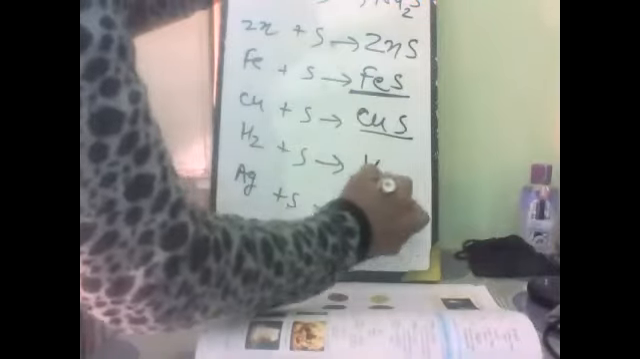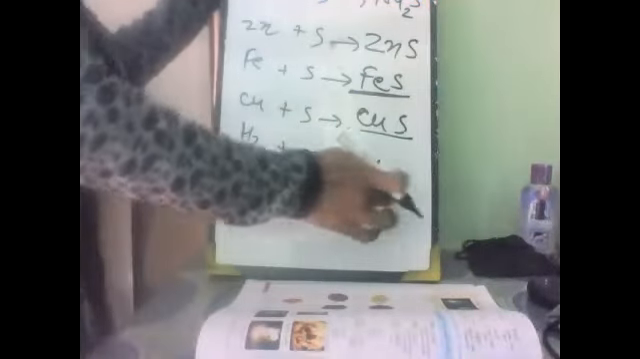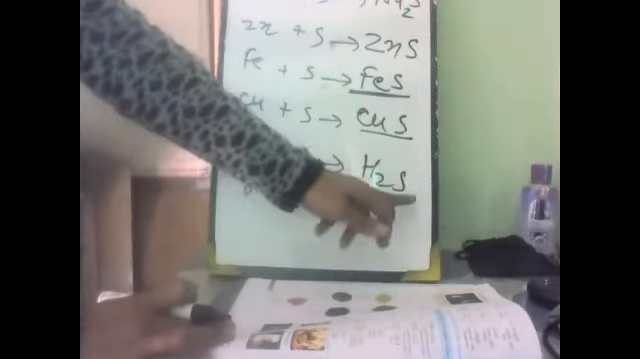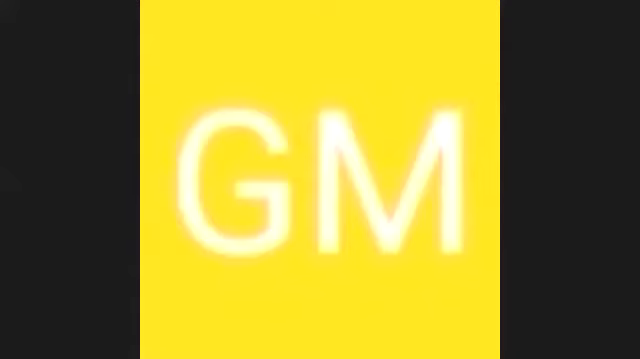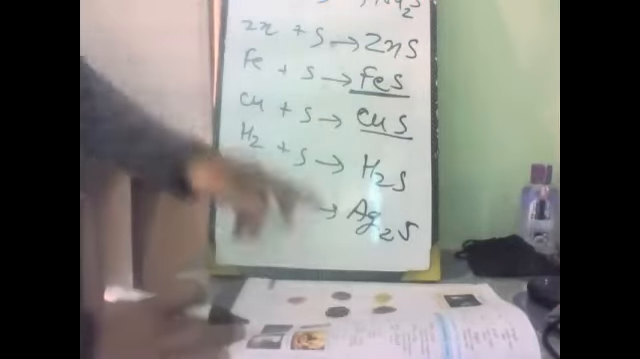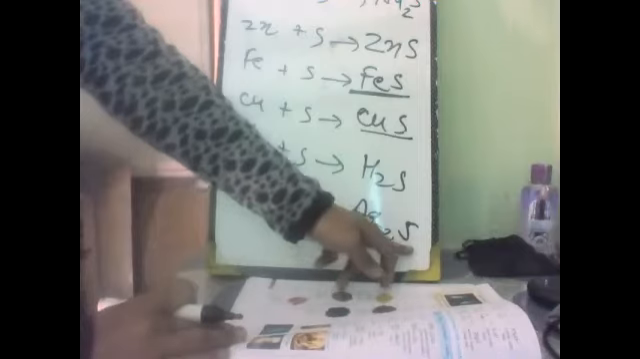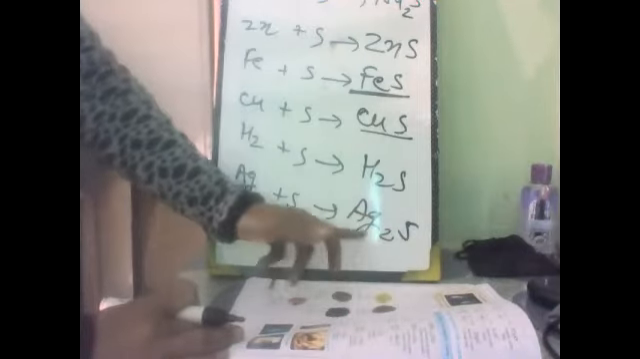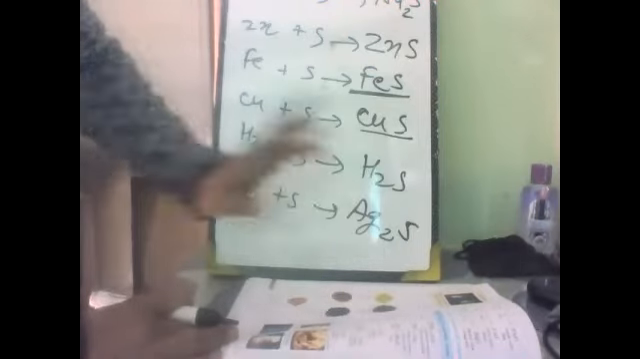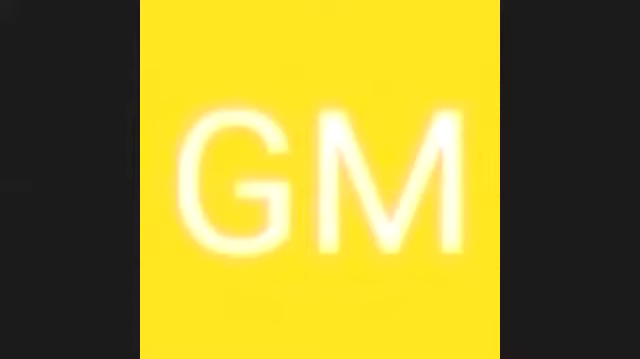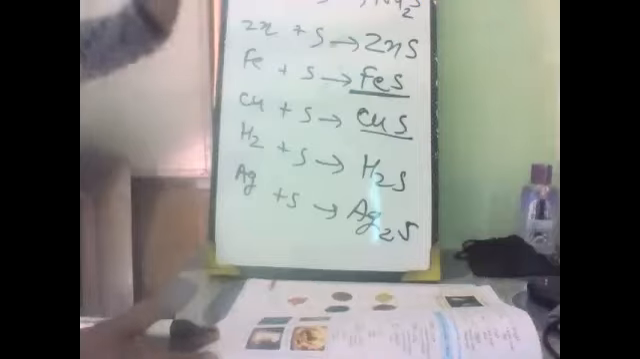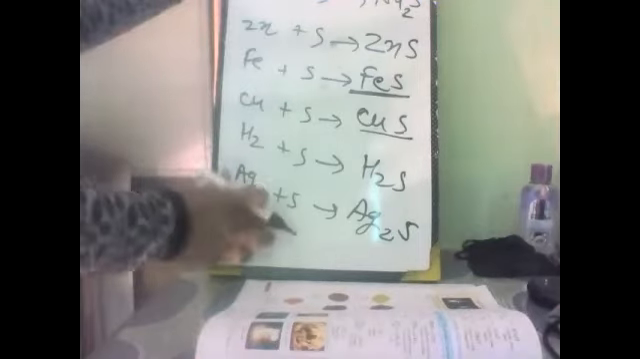Then H2S: the valency of hydrogen is 1, which is put at the sulfur side, and sulfur has two valency, which is put with the hydrogen. Is it clear? Yes, ma'am. Same here, Ag2S. The valency of silver is 1, which is put with the sulfur, and the valency of sulfur is 2, which is put with the silver. Is it clear? Yes, ma'am. So these are the reactions when elements react with sulfur. The other element is sulfur, and here are the different elements.